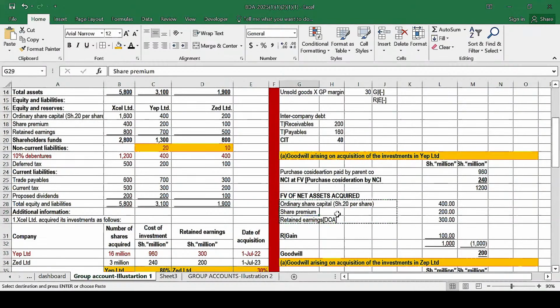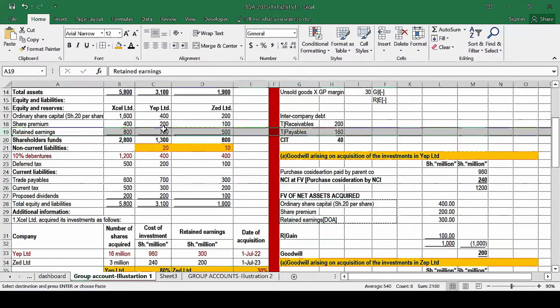You see, in this case, this share capital basically is not at the date of acquisition, but we assume that the share capital will not have changed from the date this company was acquired up to date. But we know retained earnings keep on changing annually. So these two items, the share capital and the share premium, we assume will not have changed from the date of acquisition.